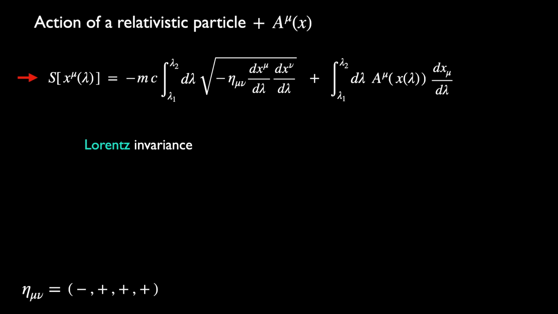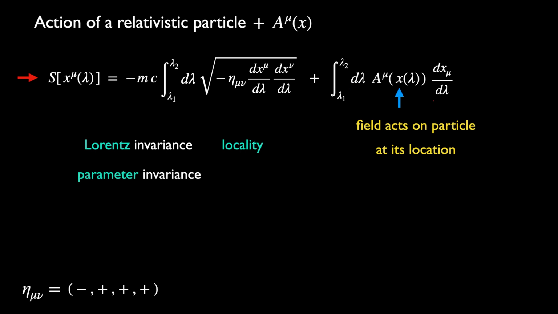This is a vector field which interacts with the particle locally, that is, where the particle is located. This is the condition of locality, which means no action at a distance. The other condition is that we must preserve parameter invariance, as before. This is the simplest interaction we can introduce to the relativistic particle, which satisfies all these constraints.